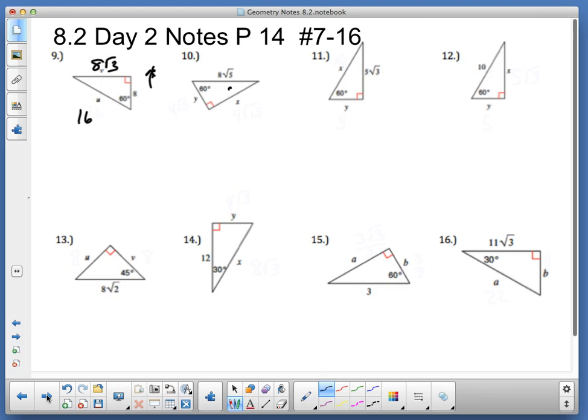My short side is always opposite my 30-degree angle, so this is 4 the square root of 5. Now, 4 the square root of 5 times the square root of 3 is my longer leg, which is 4 the square root of 15. That's x, okay? Maybe what we ought to do is clean that up a little bit.